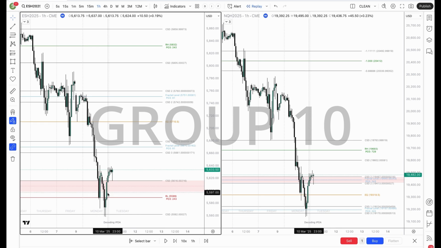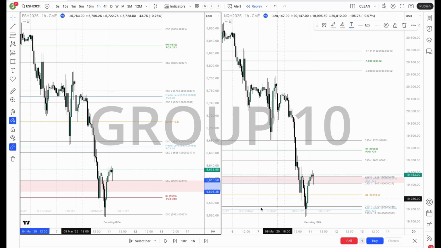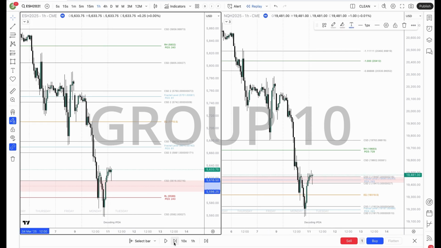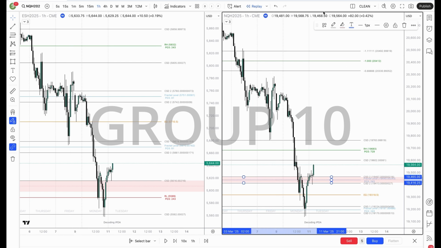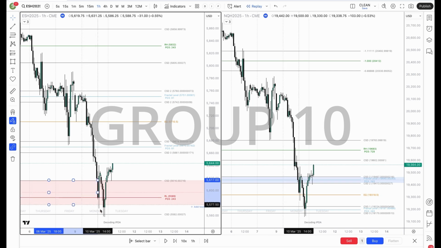ES has produced CSD. I'm waiting for NASDAQ now to displace above the fractal range. There we go. NASDAQ is now displaced above the fractal range. Invalidation for the buy program is this fractal range here. If we look at ES, the invalidation for the buy program is this entire range here.